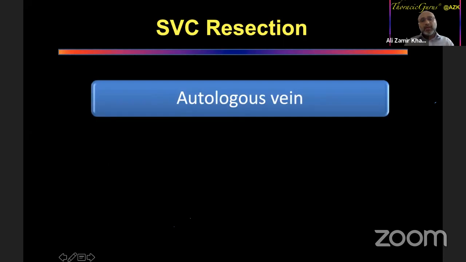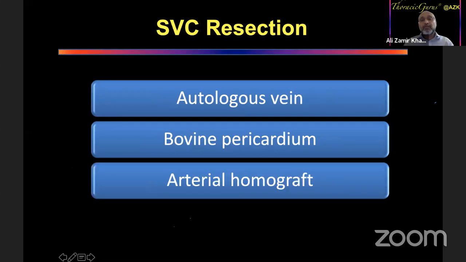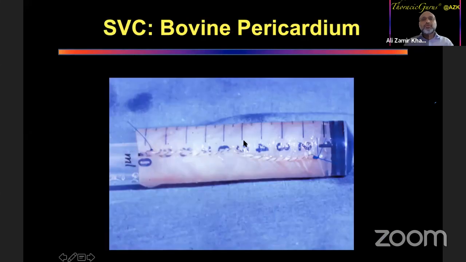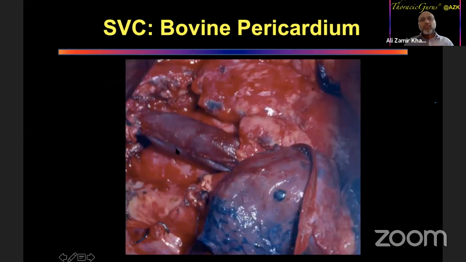What about autologous vein? You can use autologous vein. You can use bovine pericardium. You can use arterial homografts. Completely depends on your setup. Wherever you're working, whatever you have got, the SVC is very, very forgiving. And you can actually use any of these prostheses for reconstruction of the SVC. So you can use bovine pericardium. You can use whatever is available to you at that moment. There's a lot of things in the literature where different surgeons have used different prosthetic material and reconstructed the SVC.